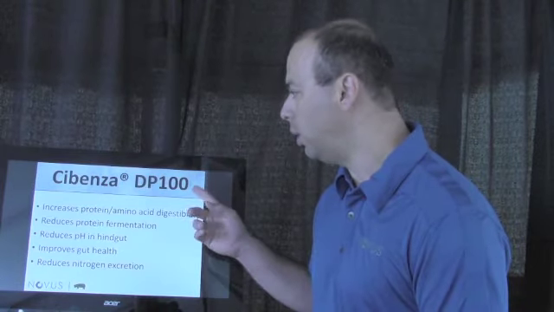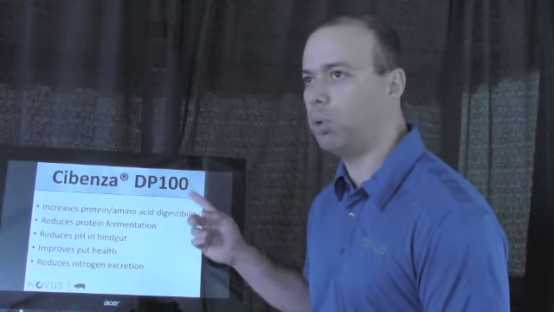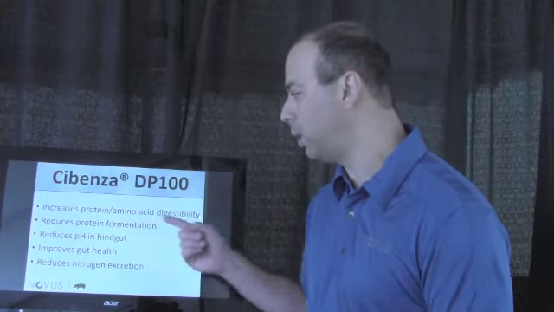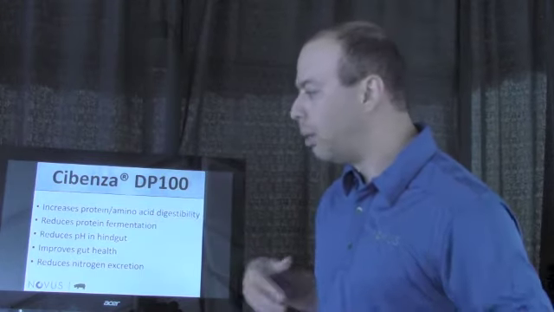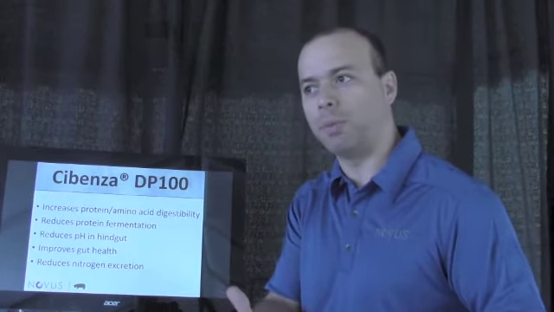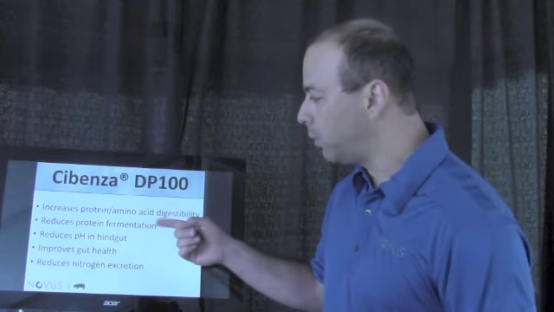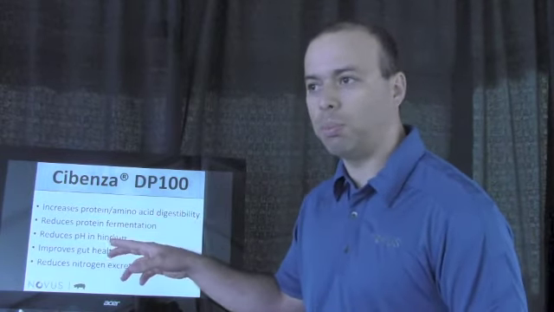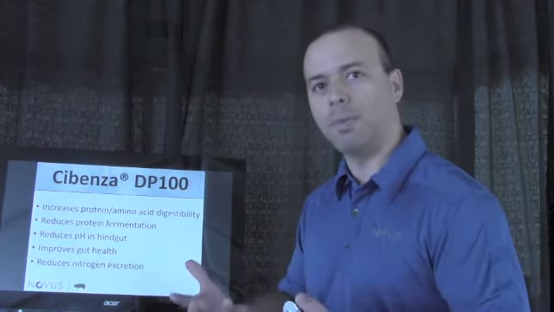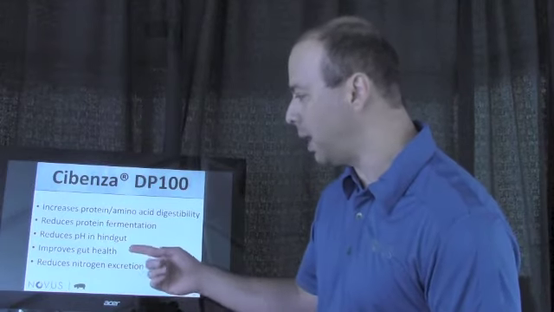So in summary, we know that Cibenza DP100 is a protease that increases protein and amino acid digestibility. By doing that, we're going to have less protein rich in the large intestine, and less protein is going to be available for fermentation. Fermentation produces ammonia. If we reduce fermentation, we're going to reduce ammonia production. If we reduce ammonia production, we're going to have a reduction in the pH of the gut, and the gut environment is going to be better for the animal.